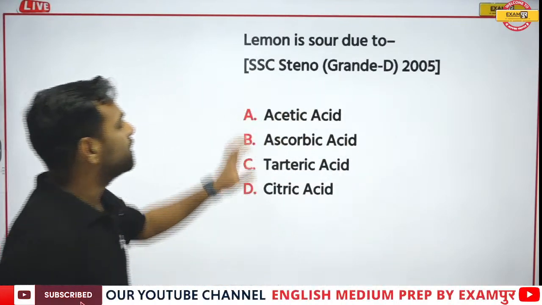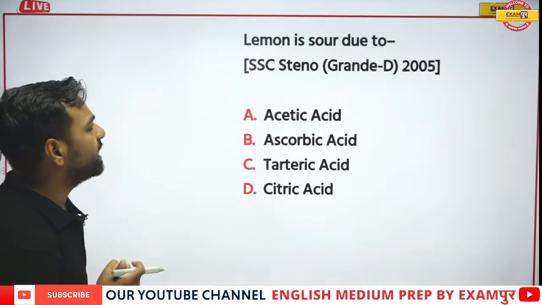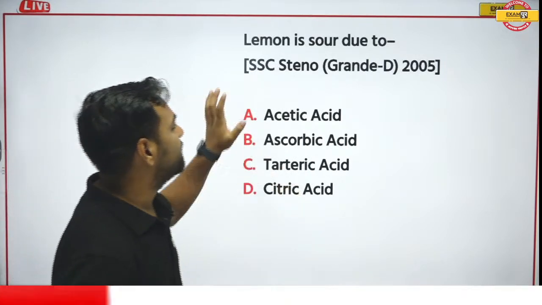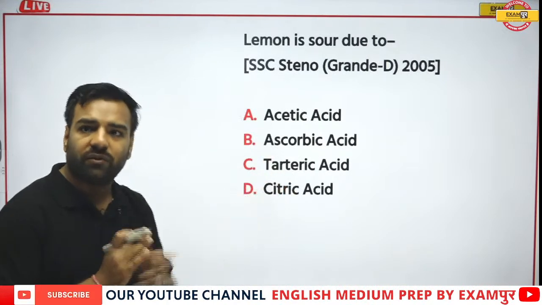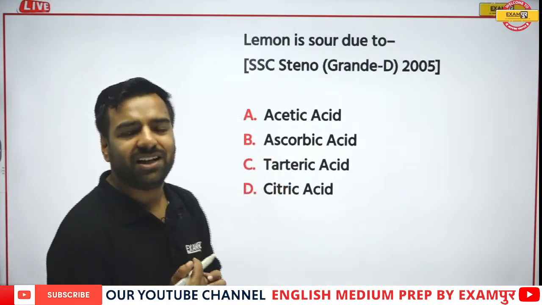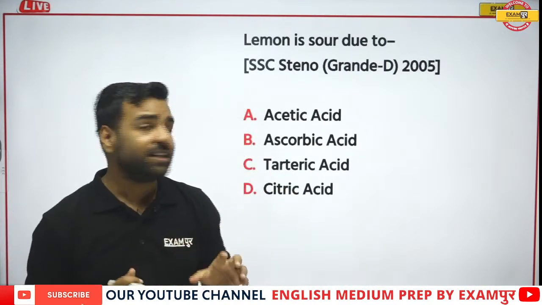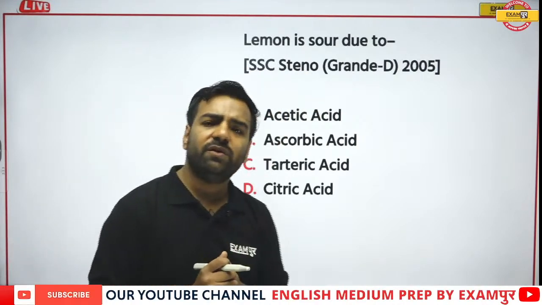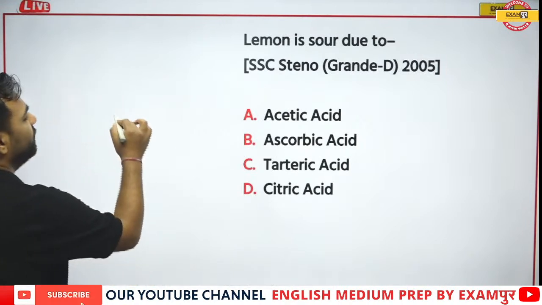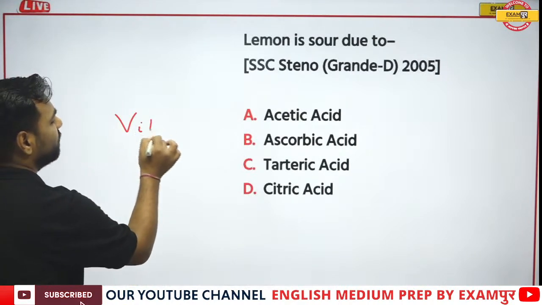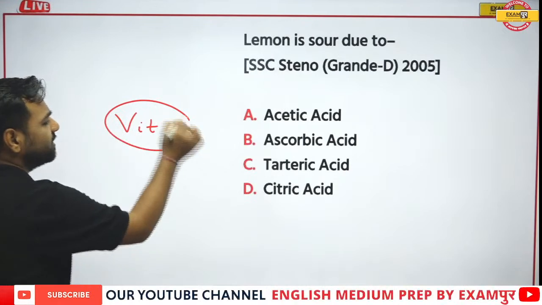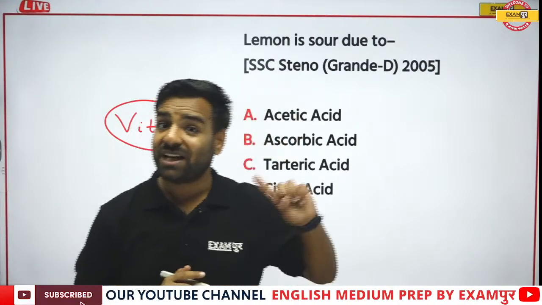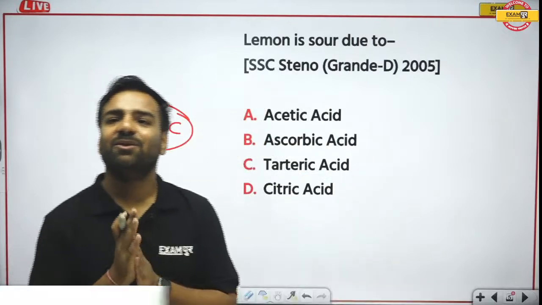The next question is, lemon is sour due to dash. This question is of Steno, asked in Steno year 2005. Hello HR, good morning, how are you? So the question is, lemon is sour because of dash. Yesterday we were discussing a vitamin. Which vitamin was that? It was vitamin C, isn't it? So I guess you will be able to relate it now. Vitamin C. Let's see who gives the answer.